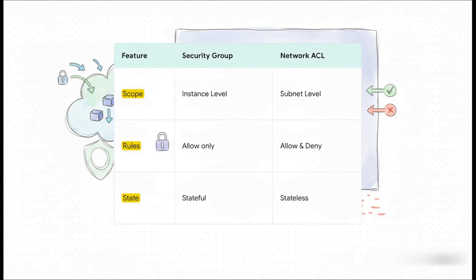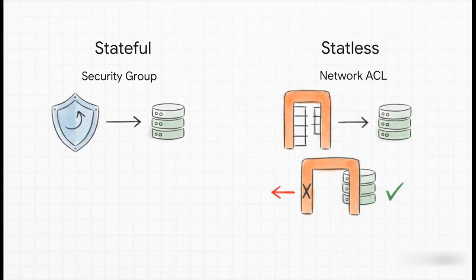Another key difference is the rules. Security groups only have allow rules. Anything you don't explicitly allow is just denied by default. Network ACLs, on the other hand, let you create both allow and deny rules, which gives you much more granular control. But honestly, maybe the most important distinction is state. Security groups are stateful. What that means is if you allow a request to come in, the return traffic for that request is automatically allowed back out because the firewall actually remembers the connection. Network ACLs are stateless. They don't remember a thing. So if you allow traffic to come in on a certain port, you also have to create a separate explicit rule to allow the response traffic to go back out.